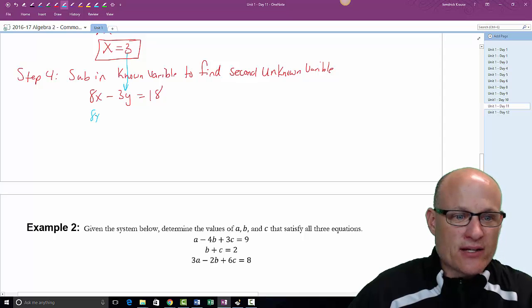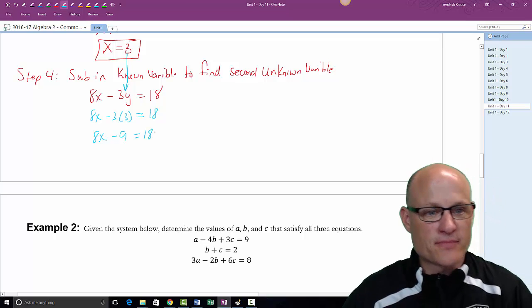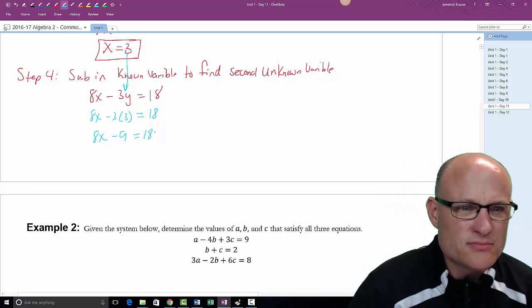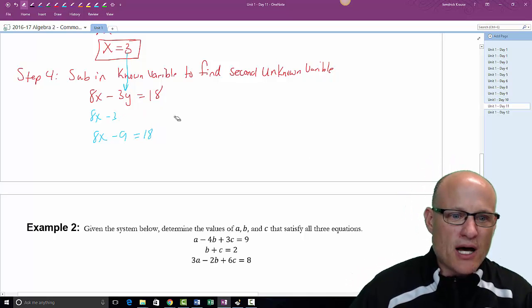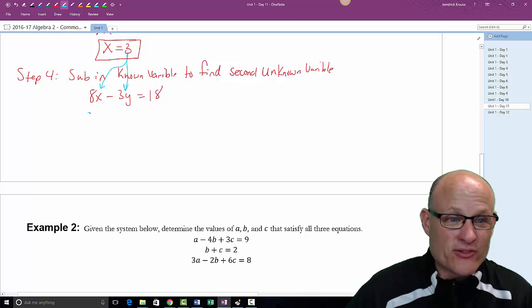So 8x minus 3 times 3 equals 18. So this is 8x minus 9 equals... come on, kids. Did you catch that silly mistake? x is 3, not y is 3. So this is 8 times 3 minus 3 times y is equal to 18. I knew that wasn't going to work out right.